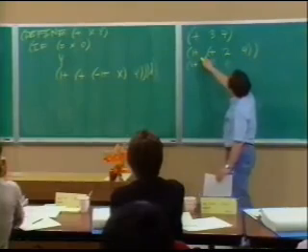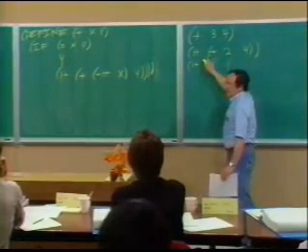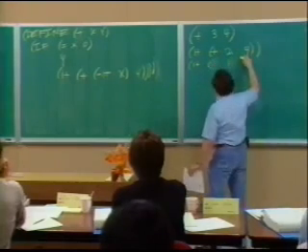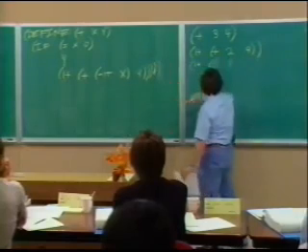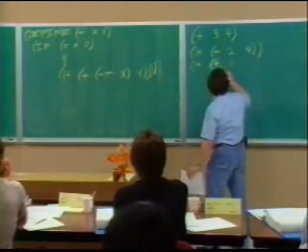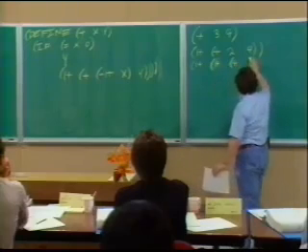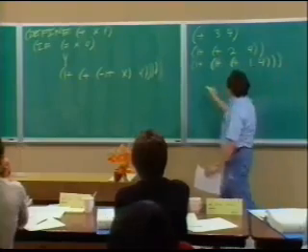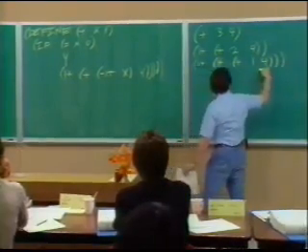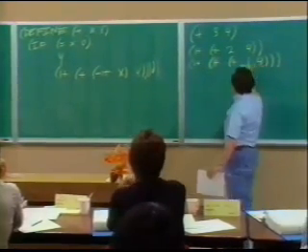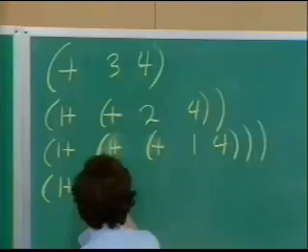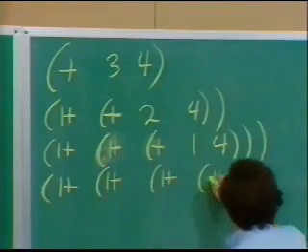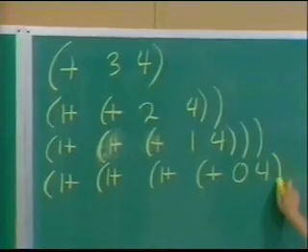What I have to do now is compute what this means. I have to evaluate this. Oh, but that is the result of substituting 2 and 4 for x and y here. Oh, but that is the increment of the sum of 1 and 4, which is, well, now I have to expand this. Okay? But that's the increment of the increment of the increment of the sum of 0 and 4.